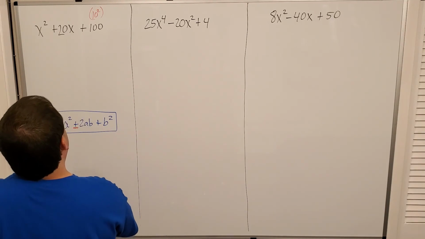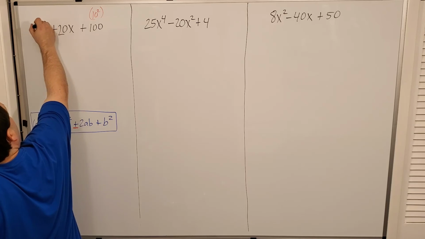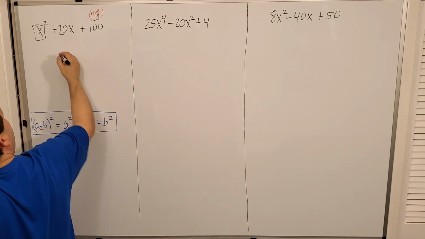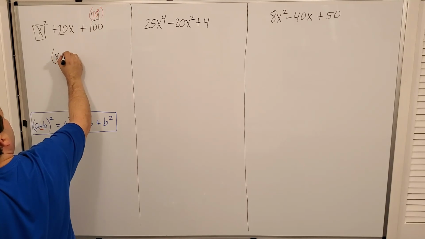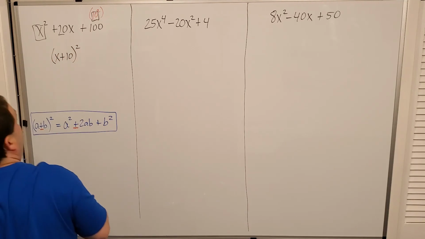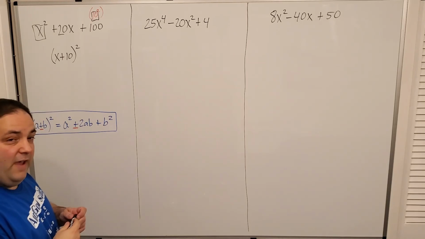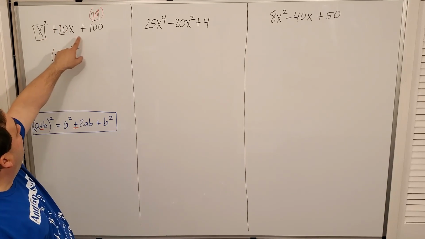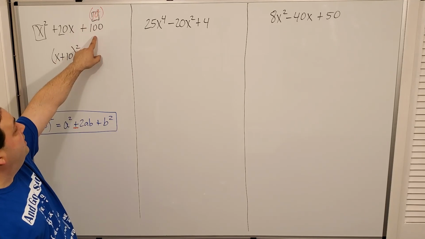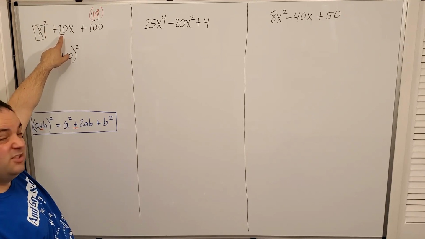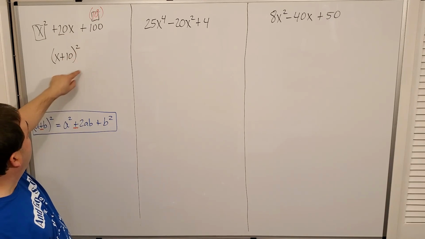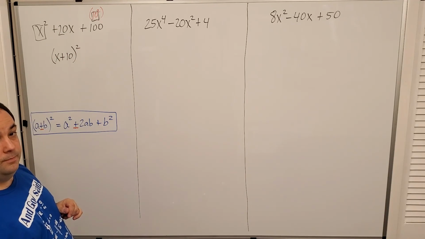So in other words, I should just be able to take the 2 things that I see squared, the x and the 10, and then factor this into x plus 10 squared. And you'll notice if you factor this one the old way that we were doing before, I would have gotten 10 times 10 is 100 and 10 plus 10 is 20. So I would do x plus 10 and x plus 10. So I would get x plus 10 squared. Okay?